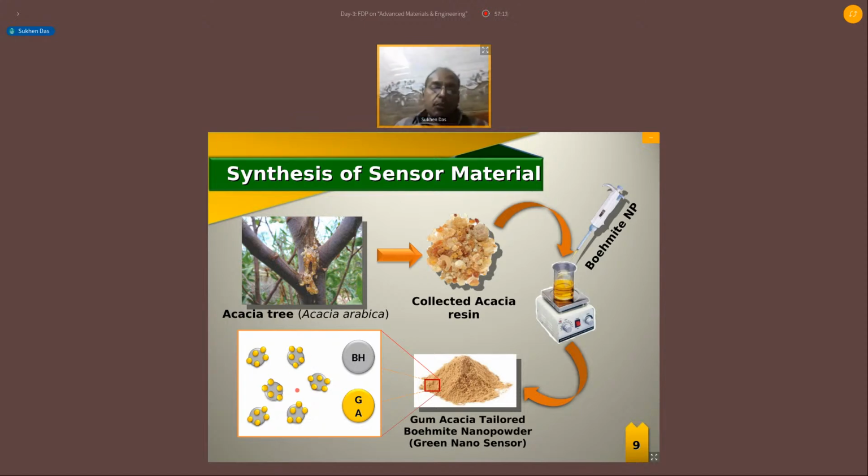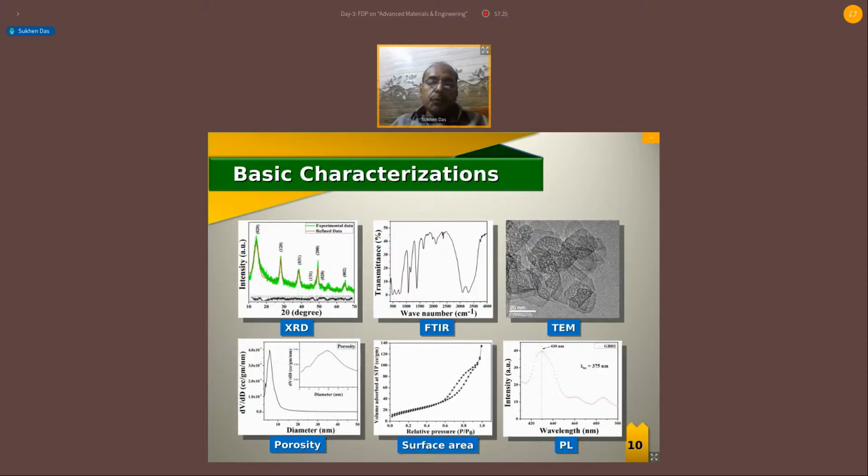composite material. After preparing this powder, we have done some experiments just to characterize the property of that material. What are the characterization experiments? First of all, we have done the XRD.